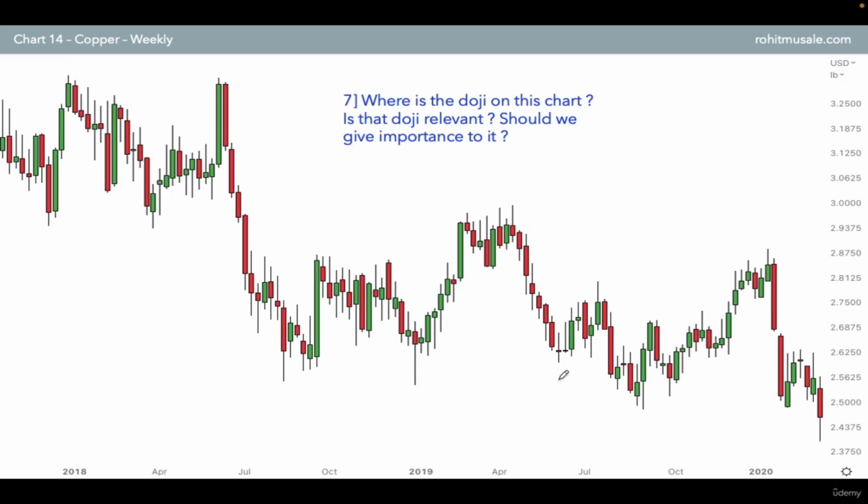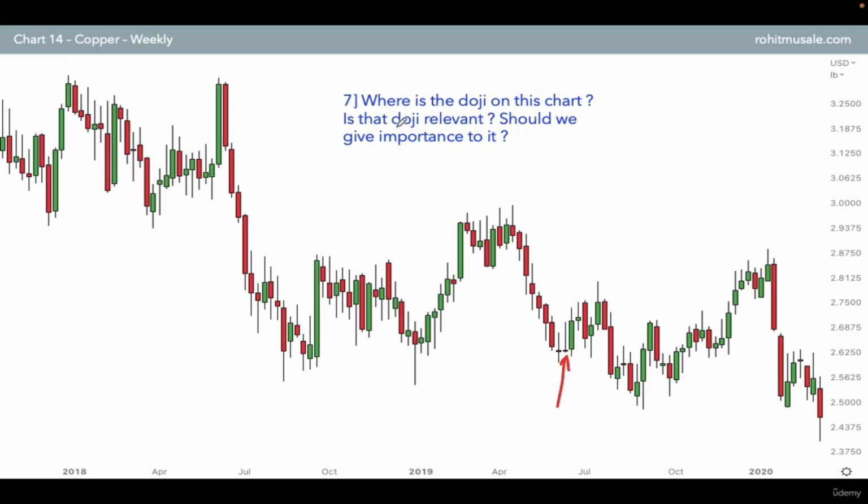Number 7, where is the doji on this chart? Is that doji relevant? Should we give importance to it? So I think this inverted hammer can be considered as a doji because it has almost the same opening and closing. I don't see any other dojis on this chart. This cannot be called a doji. It has some color. Where else? I don't see any doji on this chart except for that inverted hammer.